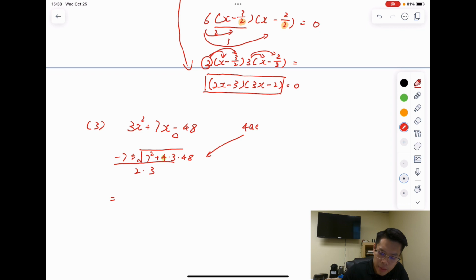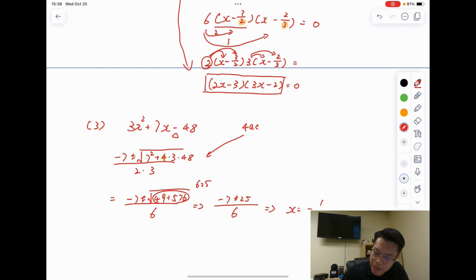So I am going to get the answer over here, which is 6, negative 7 plus or minus. This will be 49 plus 576. If I simplify everything down, this will be negative 7 plus or minus 25. So I'm assuming that inside this will be 625 here, right? So then this will be 6. I will get my answer as x equal to negative 16 over 3 and 3.